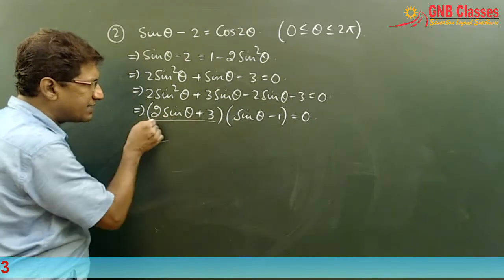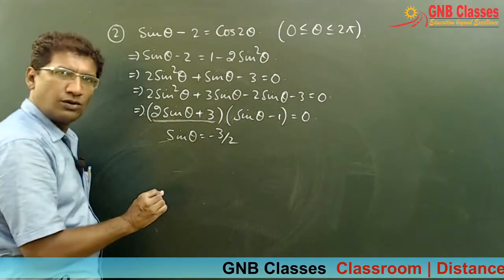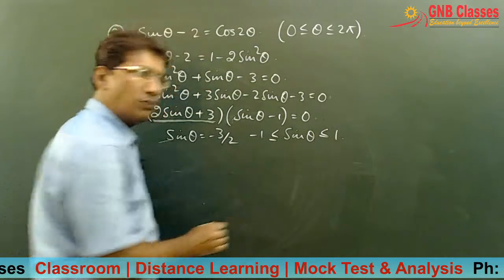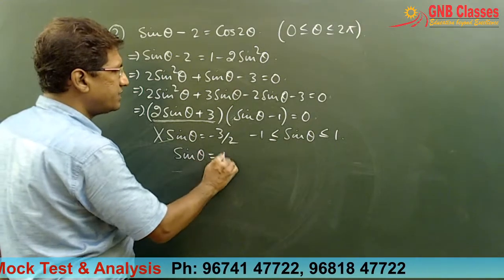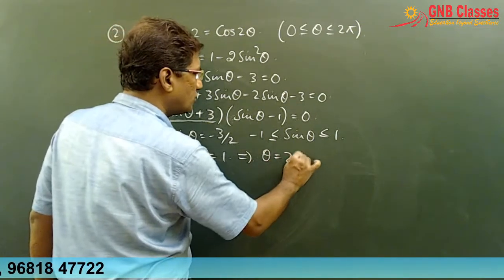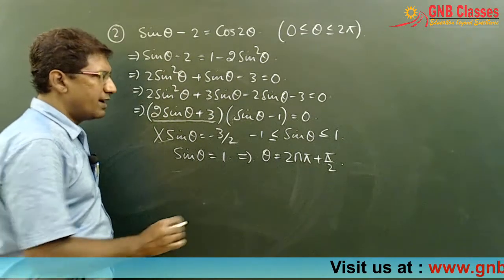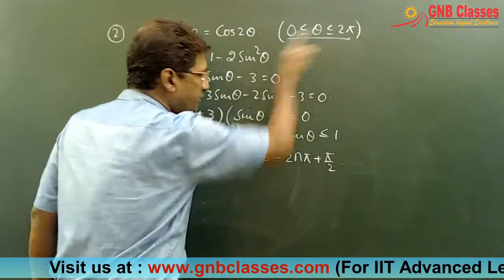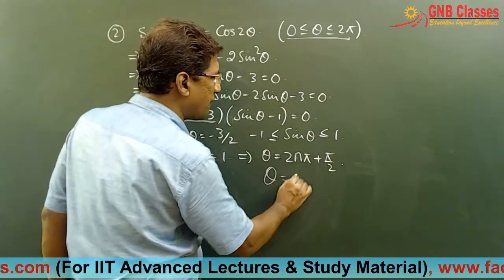But when this part is 0, you observe your sine theta becomes minus 3 by 2. As we all know that sine theta always lies between minus 1 and 1. Hence, we are rejecting this value. Okay? So, we are taking sine theta equals 1. So, that implies theta will be equal to 2n pi plus pi by 2, right? Now, we have to find out the values of theta which is lying between 0 and 2 pi, and within this range, where sine theta equals 1, we have only one value which is nothing but pi by 2. Am I correct?